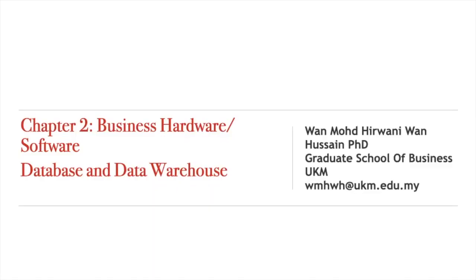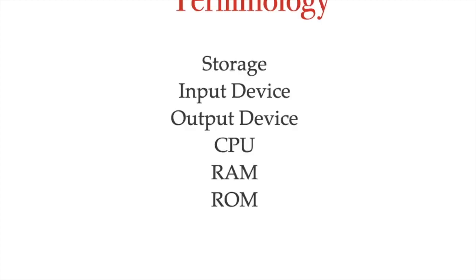Hello, my student. In this chapter, we discuss business hardware and also software. These are the terminologies that you will encounter when you learn, and in your life, about the tools and the terminology in the computer. First one is storage. Next is input device. Next is output device. Then CPU, RAM, and ROM.